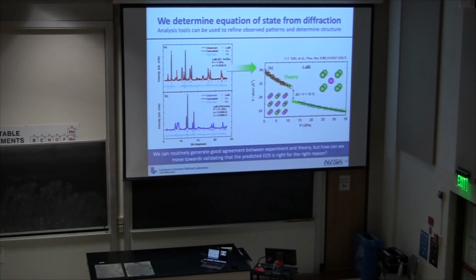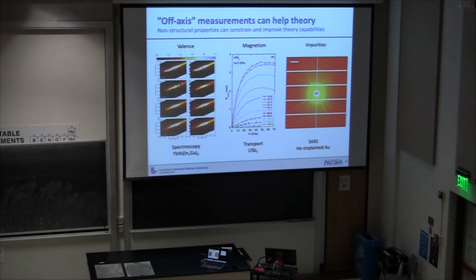Is this an insulator or a metal? Does it have the right valence configuration? So these are what I would consider off-axis measurements that are generally harder to do, but things that we can do. So spectroscopy is a good one because you can ask, what's the valence of the material? You might see a phase transition and something like a rare earth goes from a 2+ to a 3+ state. And if your theory predicts your equation of state perfectly but doesn't get the valence transition, then it's doing it right for the wrong reason. And that means it needs to be refined.